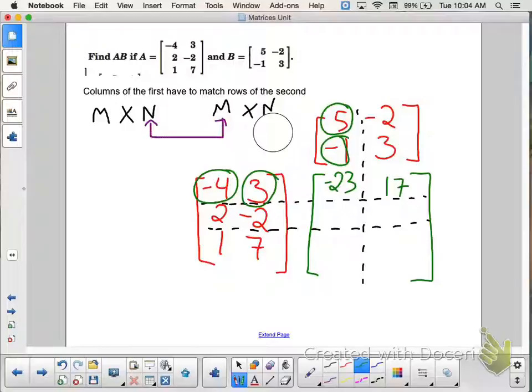We'll move on to the next one. So going now to this row right here. So second row, first column. 2 times 5 is 10. Negative 2 times negative 1 is 2. 10 plus 2 is 12.